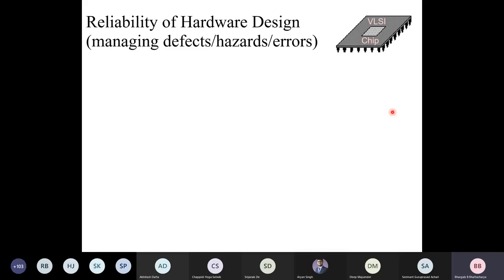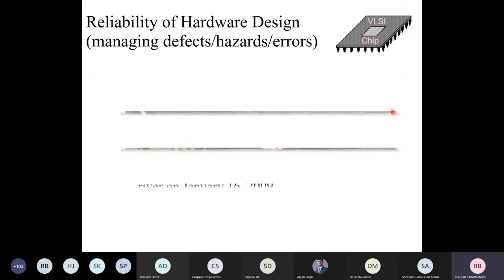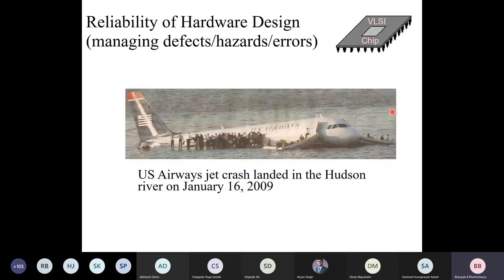So here is an example of why the reliability of hardware design or chips is important. Chips are everywhere. In aircraft also there are chips, and this is a news cutting: the U.S. Airways jet crash, landed in the Hudson River. There was a failure in the computing chip. So you must be careful about how the chips are designed, so that their operation is fault free and fault tolerant, so that this kind of accident could be minimized.